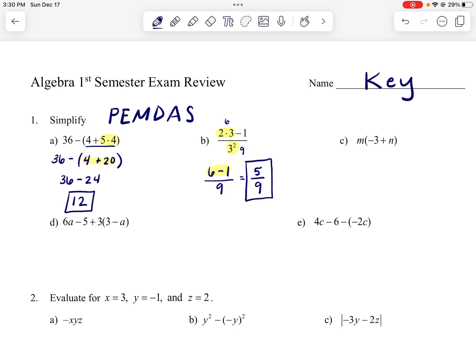So the first two don't have variables, but now we get into a variable. Notice that it says simplify and not solve. You're not solving for what a variable is equal to. You're just trying to simplify the expression. So I'm going to distribute the variable. Negative 3 times m is negative 3m. And m times n is mn. So I can't combine like terms. I'm not solving. I'm simplifying. And so we can stop there.